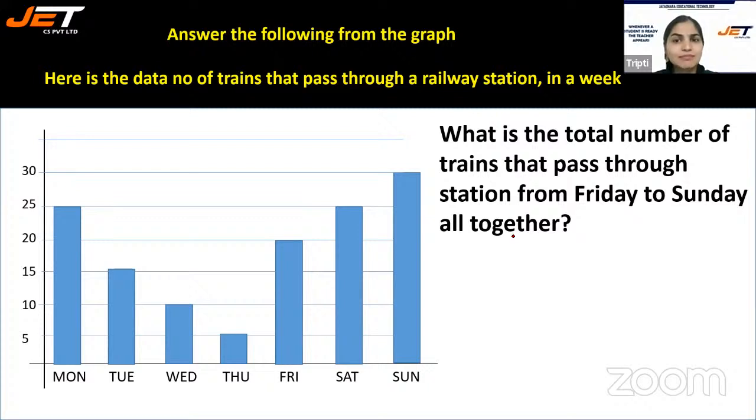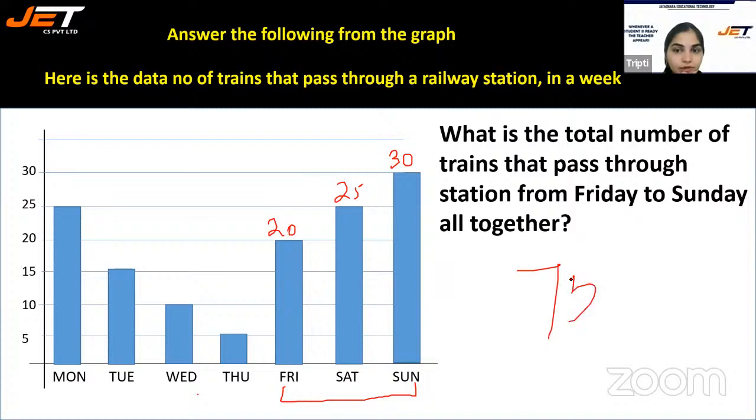What is the total number of trains that pass through the station from Friday to Sunday altogether? 20, 25, and 30. Come on. So here it is 30 plus 25 plus 20. 30 plus 20 is 50, plus 25 is 75.